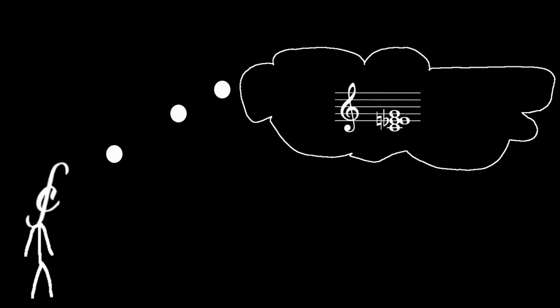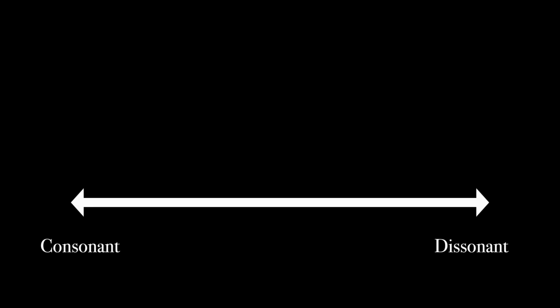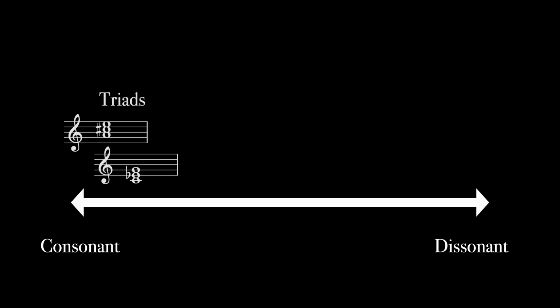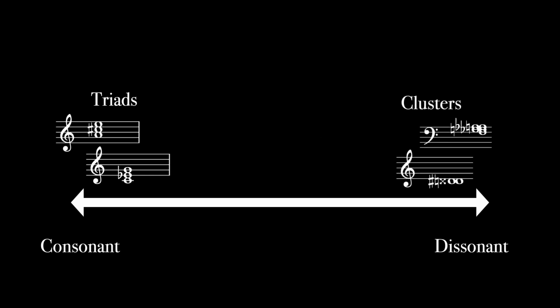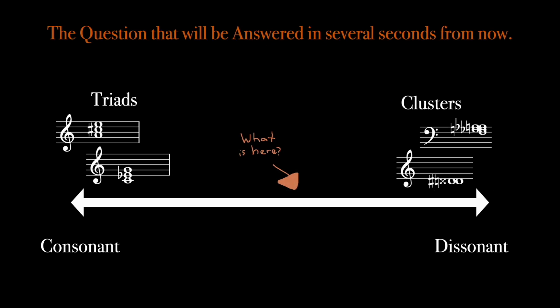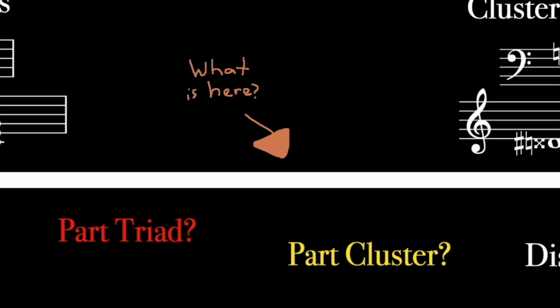Anyways, I was thinking. Chords often fall into 2 categories, consonance and dissonance. Many would say triads are the most consonant chords, and clusters are the most dissonant chords. Now here's a question for you. Is there a midpoint between these two? Can we have triad and cluster at the same time?